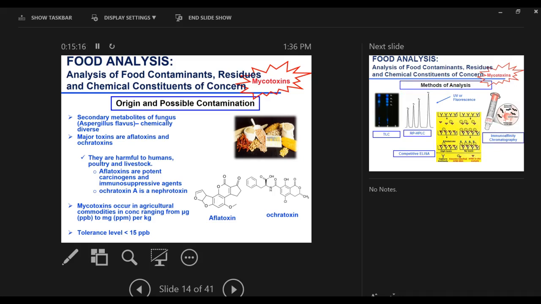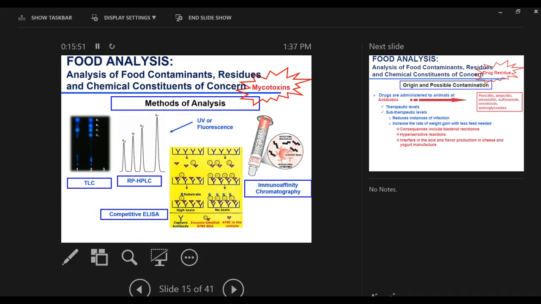So mycotoxins are secondary metabolites of fungus or molds, and one common one is Aspergillus flavus. You get different types of toxins. The most common ones are aflatoxin and ochratoxins. Some of them are really toxic to the sense that they are not allowable at any level. Others have a tolerance level, but a very, very low tolerance level. Ways to detect them: you can do thin layer chromatography, reverse phase HPLC coupled with mass spectrometry, or competitive ELISA for screening and semi-quantitation. And we can do immunoassay chromatography as well for separation and quantification.